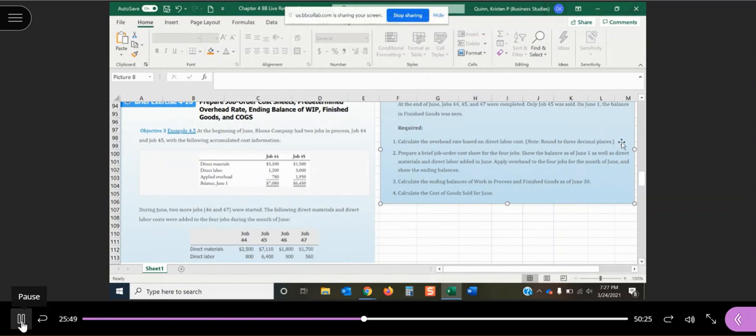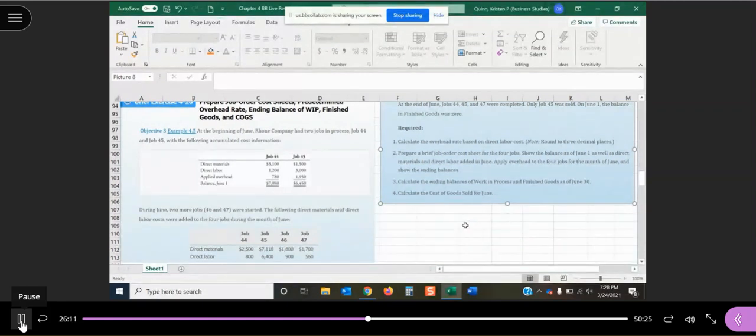So the first thing that we're going to do is calculate our predetermined overhead rate, and it's going to be based on direct labor cost. Then we're going to prepare some job order cost sheets, and then determine the ending balances in work in process and finished goods, and calculate the amount of our cost of goods sold.